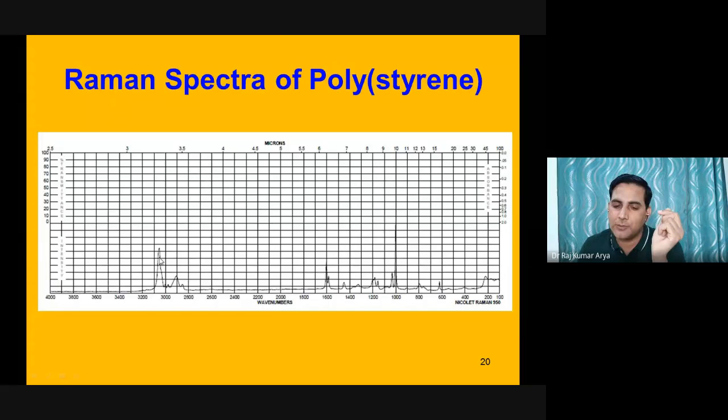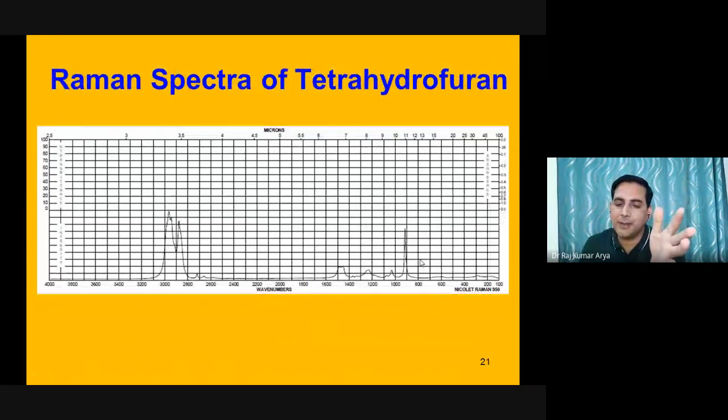One is close to 1000, you have 4-5 peaks here. At 1600 you have peaks, 1000 also you have a peak, 1200 also you have peaks, 200 also you have several peaks. So each component will have them, as you can see also here, in case of the tetrahydrofuran, you have peaks also. So some of the peaks can overlap. So if you are taking a system where you don't have any different peak between the two systems, you cannot identify which signal is coming from which particular component.